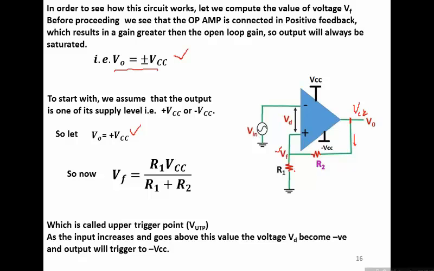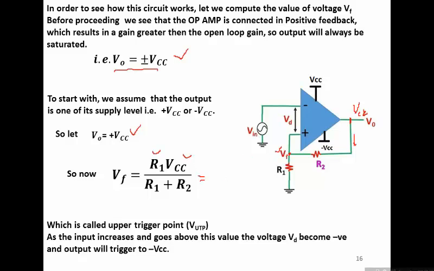So these two resistors are in series. Then we can apply the voltage divider formula to find the voltage across R1, which is also equal to VF. So VF is equal to R1 into VCC divided by R1 plus R2. So this would be some positive voltage because resistors have no sign or polarity. I am assuming that it is plus VCC, so this VF would have some positive value.